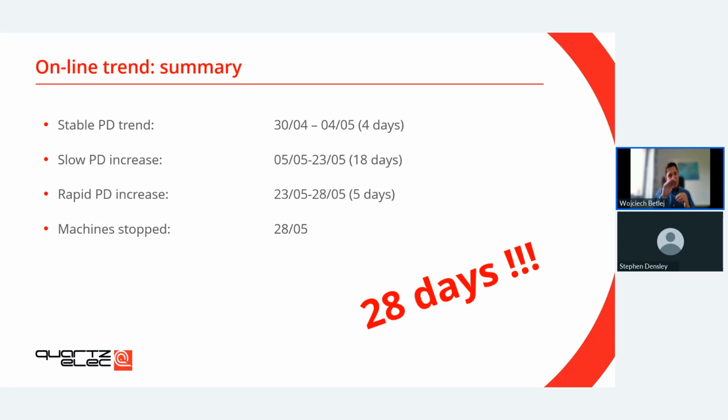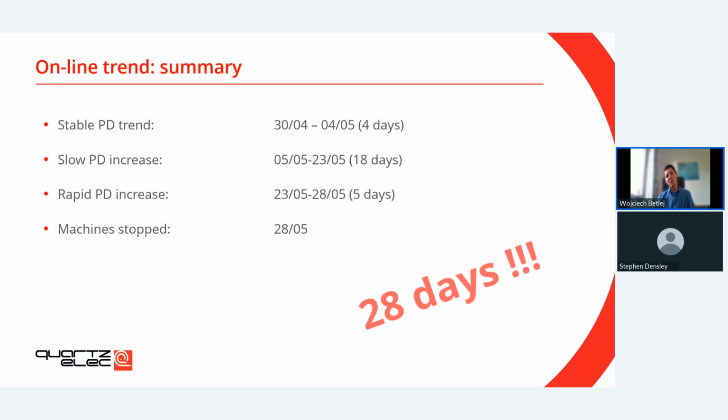Look at this. These are the dates that you have seen on the bottom of that graph. For a period of 4 days after the machine came back online, the PD value was stable. Then you have a slight, steady increase in PD value, and that took around 18 days. And then that steep exponential increase in PD, which you've seen on the screen, was only 5 days. So the whole period between the time when the machine came back online up to the point when the machine was stopped was only 28 days. Imagine that. 28 days. It's just amazing.